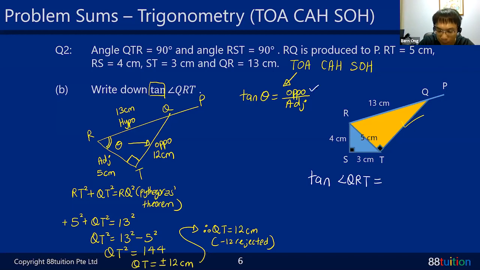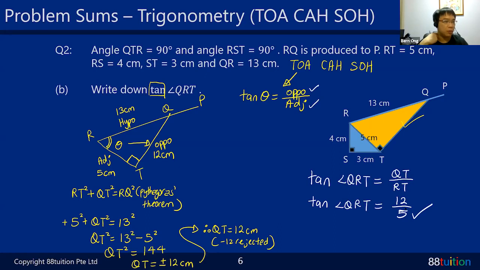Okay. Opposite over adjacent. What is the opposite? The opposite is your QT over your adjacent, which is your RT. And guess what? Do you have both the numbers? You have. All right. So QT, you just found, is 12. RT is 5. And this will be your answer. All right. 12 over 5.